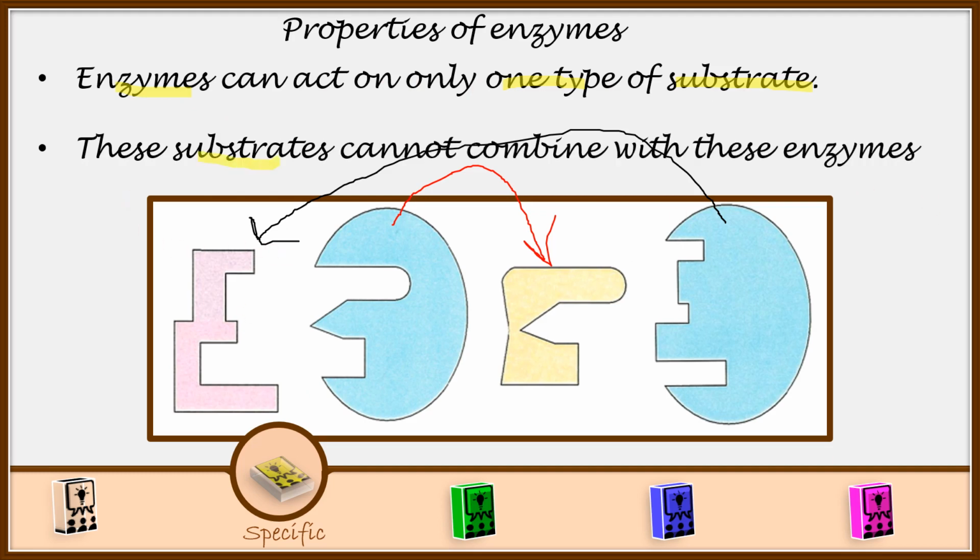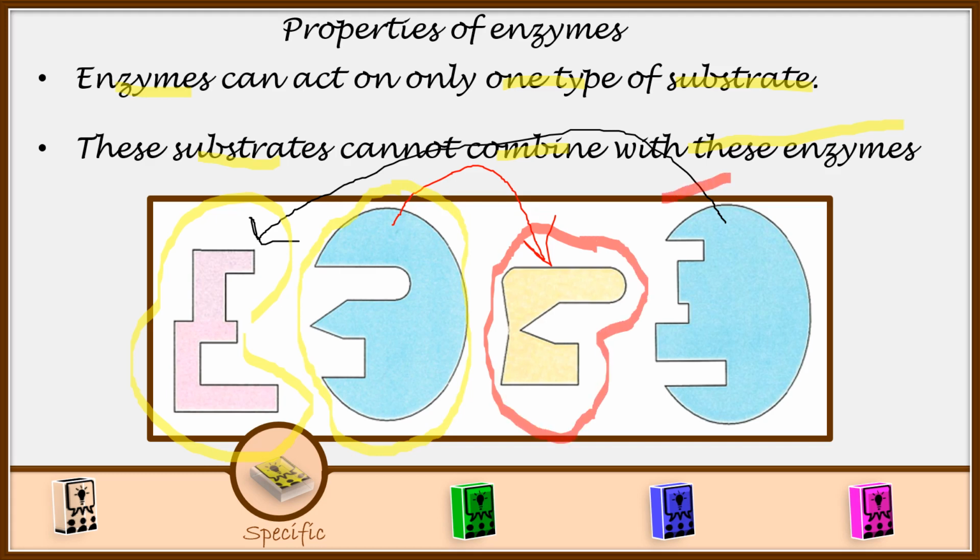These substrates cannot combine with these enzymes. So you can see that this substrate here cannot combine with these enzymes. By all means, it cannot combine with this enzyme. And this substrate here cannot combine with this enzyme. So these ones cannot work on this substrate because their active sites are not corresponding.